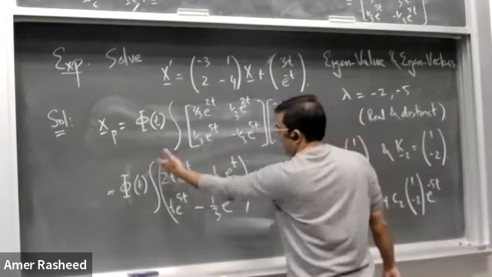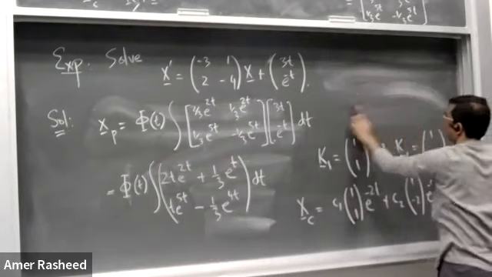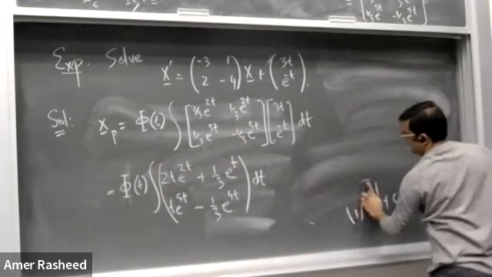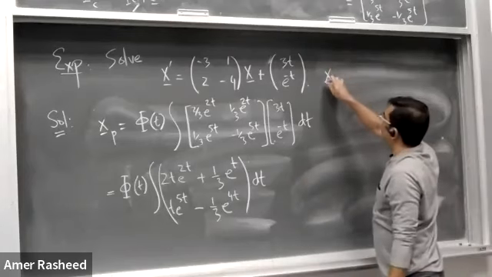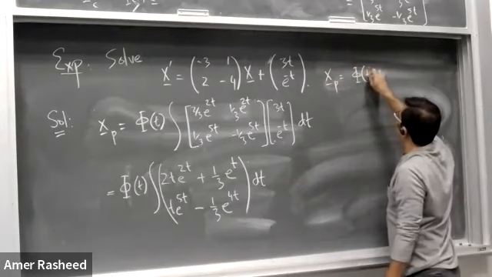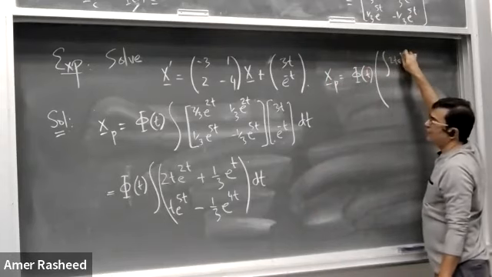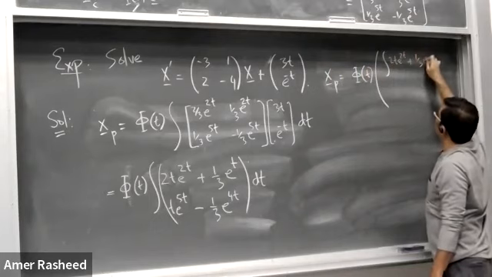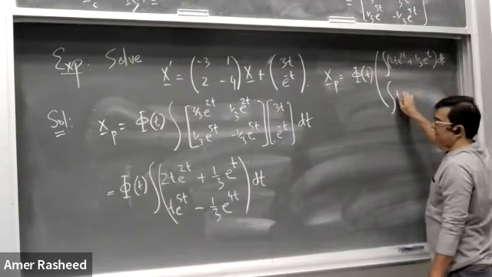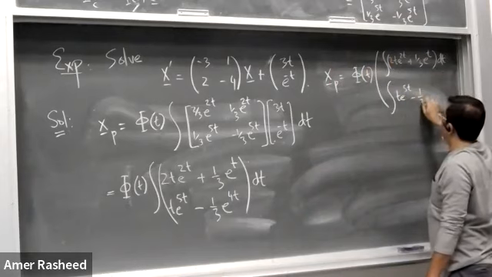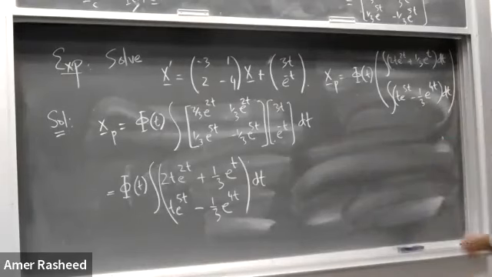Now this is a vector, and how can you integrate this vector? You have to integrate each entry of this vector, taking the integral inside. So our XP is nothing but phi of t times the integral of 2t e to the power 2t plus 1/3 e to the power t, which you have to integrate, and then the second term t e to the power 5t minus 1/3 e to the power 4t times dt. So this will be your vector.